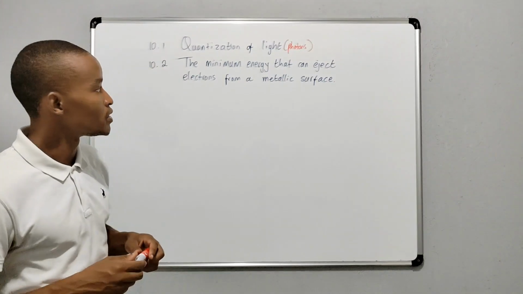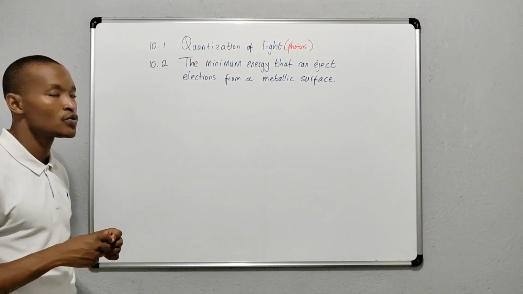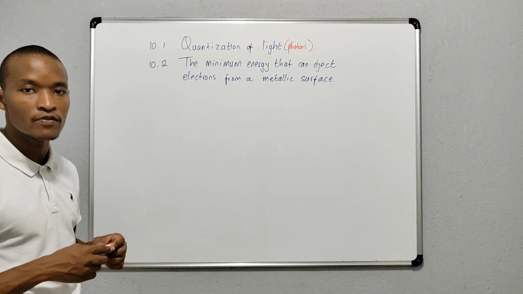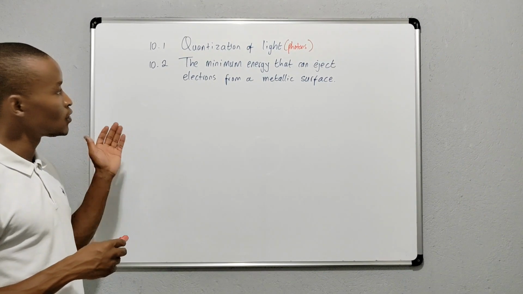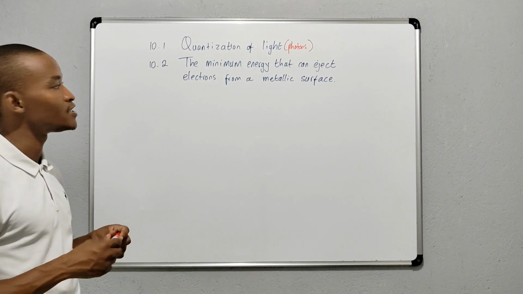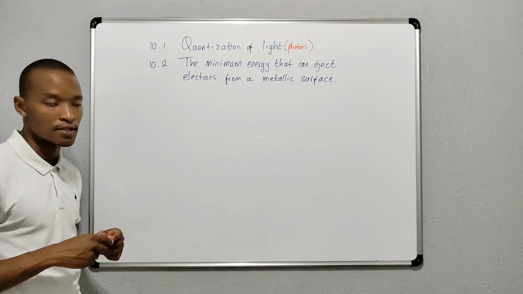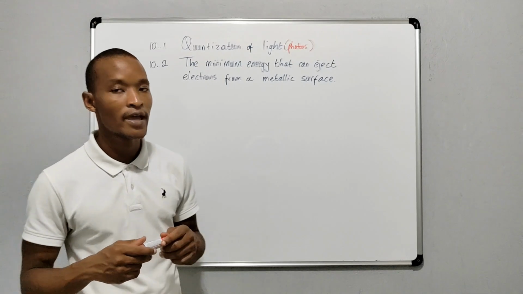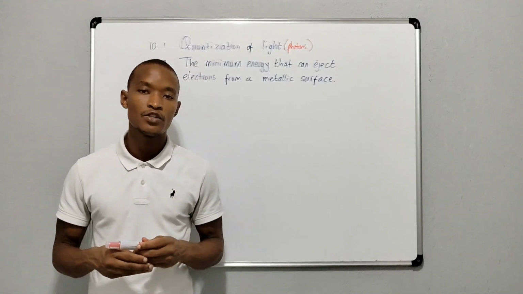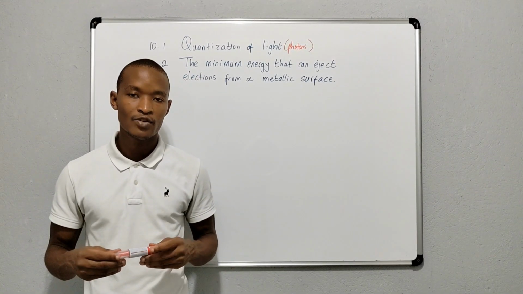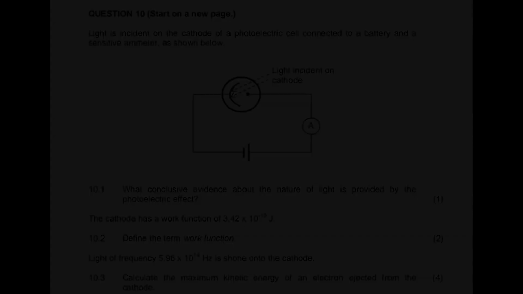Okay, good. So now we are going to 10.2, where we're asked to define the work function, which is the minimum energy that can eject electrons from a metallic surface. All right. So that takes care of the first two questions. Let us go to the next one. Have a look.